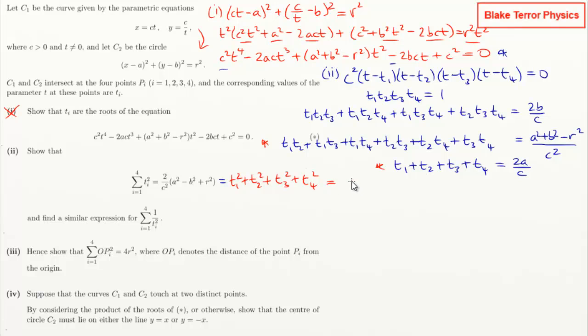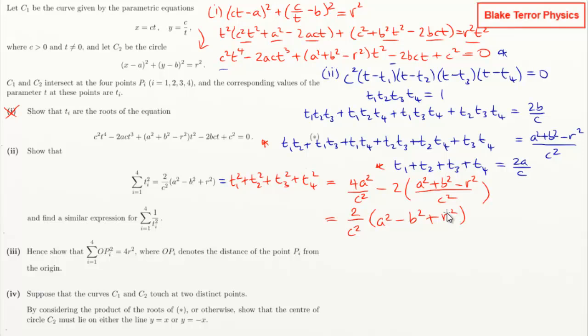a 2a, well, I'm squaring that, so 4a squared over c squared minus two lots of a squared plus b squared minus r squared over c squared. Okay, so I've got a 4a squared minus a 2a squared, and then I'm flipping the signs on the others. So that is going to be 2 over c squared. In fact, it's exactly what they've got in the answer. So that's dropped out quite nicely.